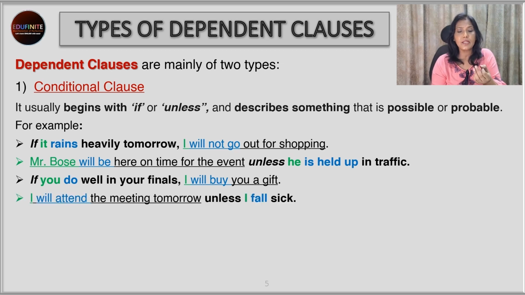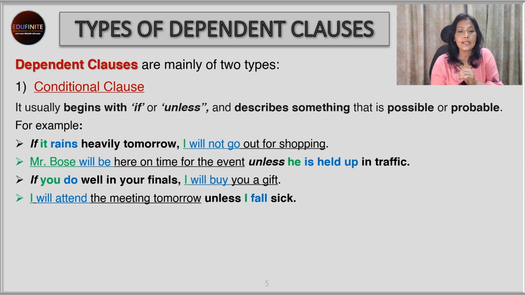I will attend the meeting tomorrow unless I fall sick. Maybe today I'm coughing and sneezing and I'm feeling very unwell. So tomorrow there is a meeting and people are asking me whether I'll be able to attend the meeting or not. Then I answer, I will attend the meeting tomorrow unless I fall sick. So if it continues this way, fine, I'll be coming to attend the meeting. But if I fall sick, I won't be able to come. That's the meaning. So since it begins with the subordinate clause, the dependent clause "unless," that's the condition. So it's a conditional clause.